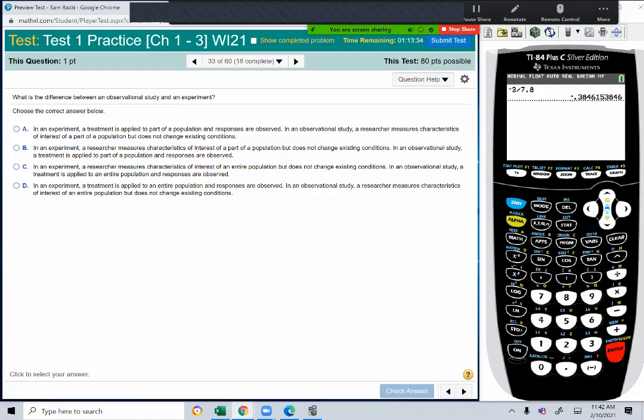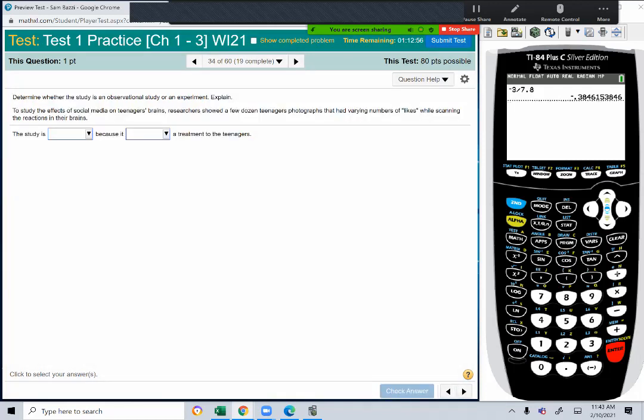What's the difference between an observational study and an experiment? In an experiment, guys, you bring two groups. One will get the treatment and one will get nothing, and then you compare results. An observational study, you just observe and take notes. So which one is it going to be? A. Yeah. You don't make any changes for an observational study, guys. You don't do an experiment.